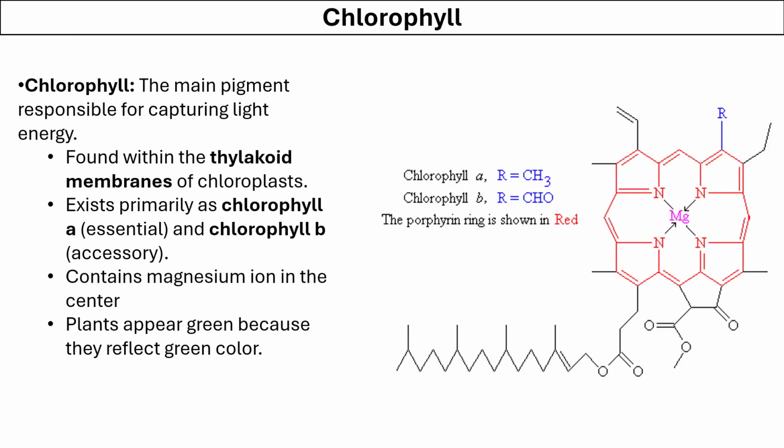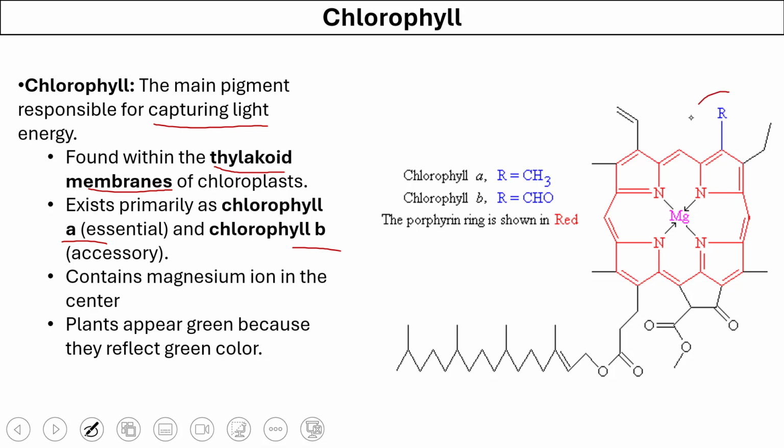Chloroplasts contain chlorophyll, which is the green pigment that captures light energy and utilizes that in the process of photosynthesis. Where is this chlorophyll present? It is present in the membrane of thylakoids. There are mainly two kinds of chlorophyll, chlorophyll A and chlorophyll B. What is the main difference? The main difference is this R group. In chlorophyll A, you will have this R group, and in chlorophyll B, you will have this R group. The rest of the structure is the same in both the types of chlorophyll.